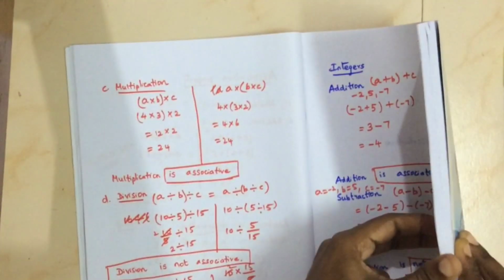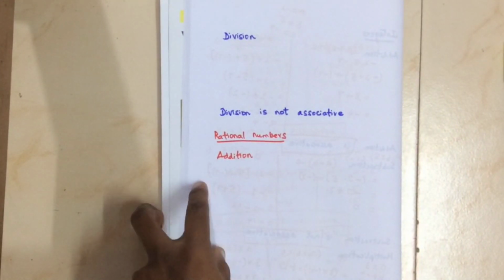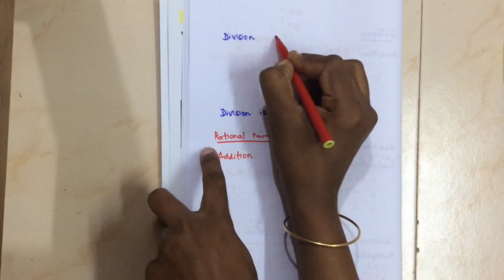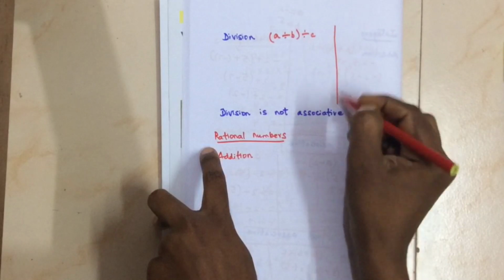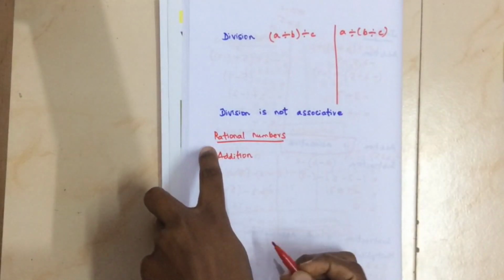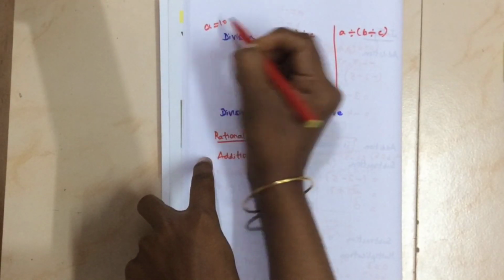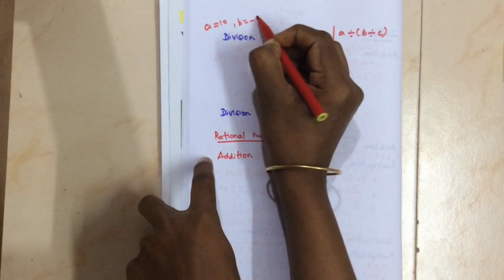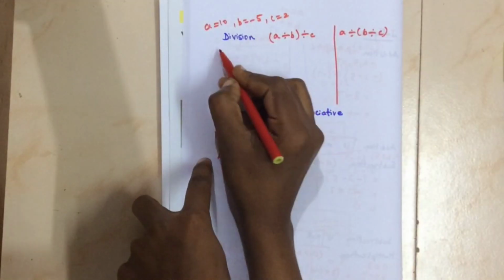Now we will proceed to division of integers. Similarly, I am going to take three numbers and I have to prove whether a divided by b divided by c is equal to a divided by b divided by c, with the grouping on the other side. So let me take a equal to 10, b equal to minus 5, and c equal to 2. Let me start from here.